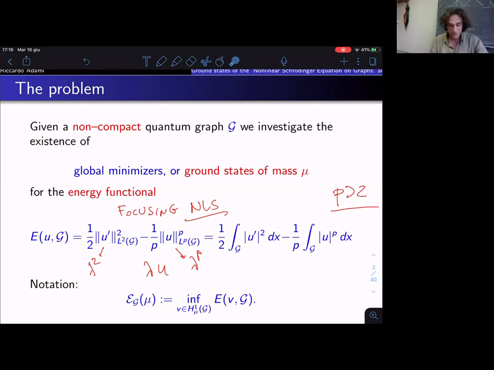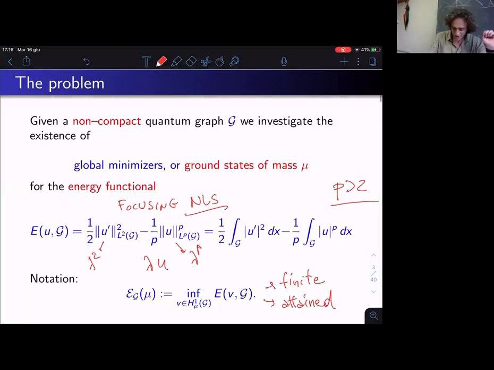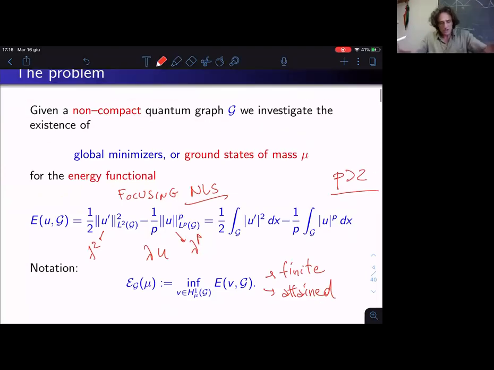And in order to have a ground state, what we want is that first the infimum is finite, otherwise we go to minus infinity and we cannot have any minimizer. And the second is that it is attained. So these are the two features we must ensure. This is the problem. I will talk about this problem.